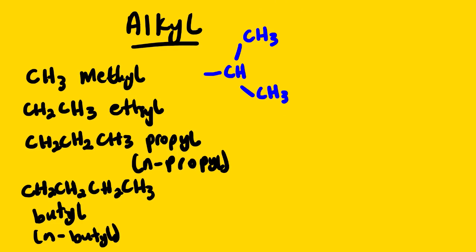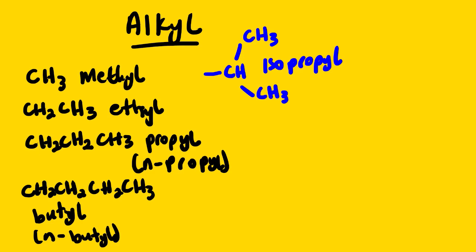We have 3 carbons. Remember that if you have 1, it's methyl. If you have 2, we have ethyl. If we have 3, we have propyl, but arranged in a straight line. So let's say we have 3 carbons arranged in this manner. Since we have 3 carbons arranged in this manner, we call this isopropyl.